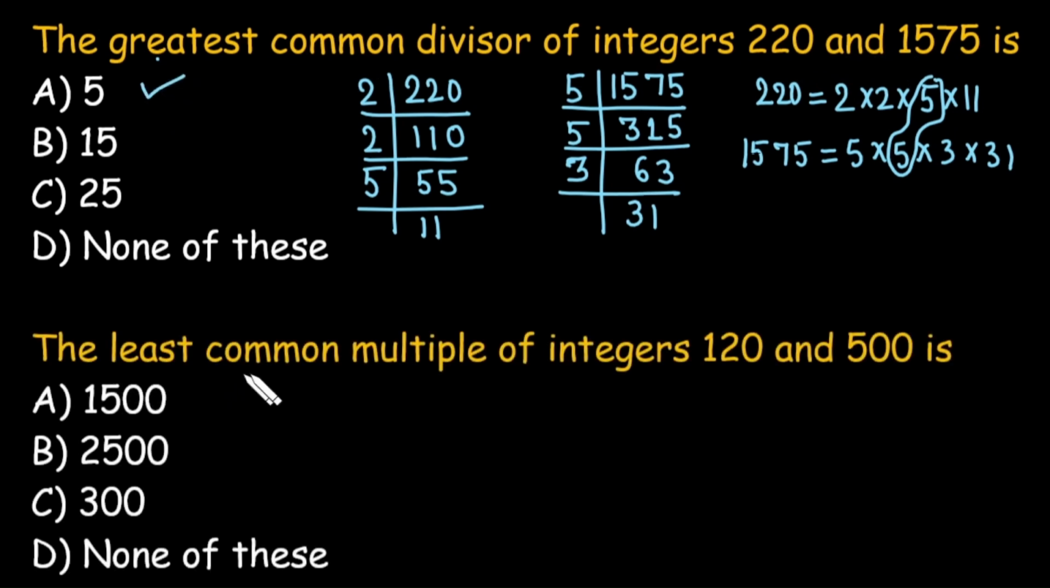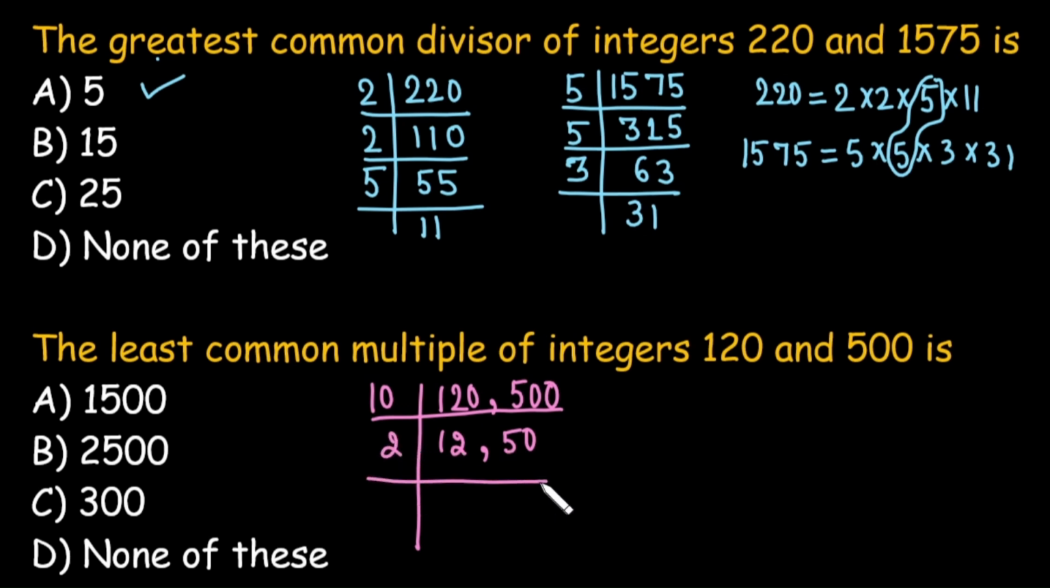Next, the least common multiple of the integers 120 and 500. We can take the LCM of these two numbers with the same procedure. Both the numbers are easily divisible by 10. So here we have 12 and in this case 50. The common factor of 12 and 50 is 2. So we can write 6 and 25. Now, nothing is common between 6 and 25.